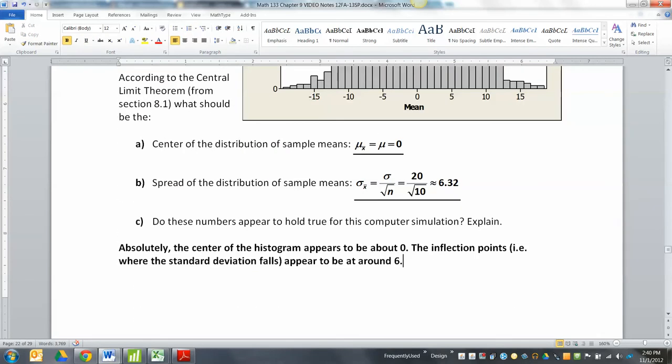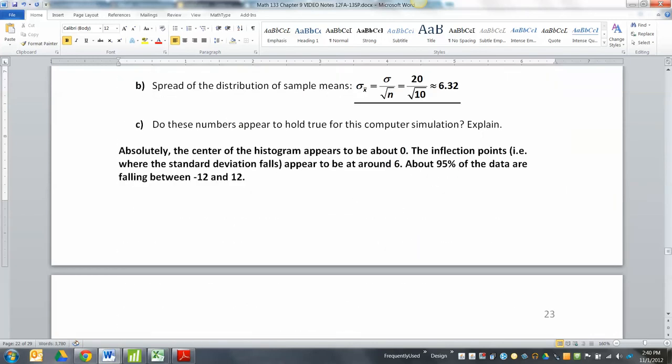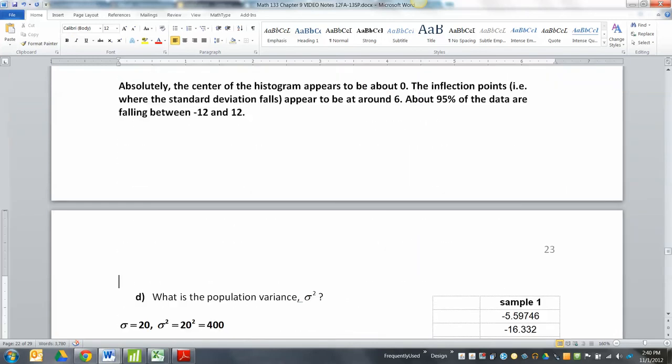And it looks like about 95% of the data are falling between negative 12 and positive 12, right? Because that's two standard deviations, give or take. So yeah, it's totally doing exactly what we would expect. Love that central limit theorem. It's actually true. I didn't make it up.